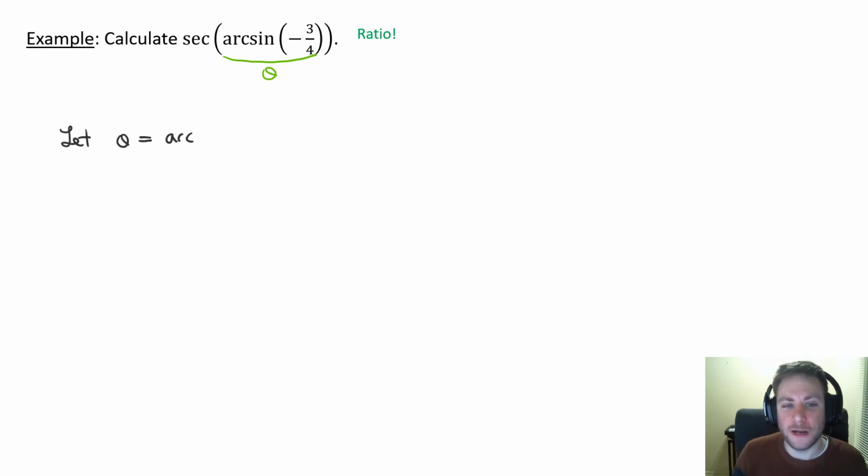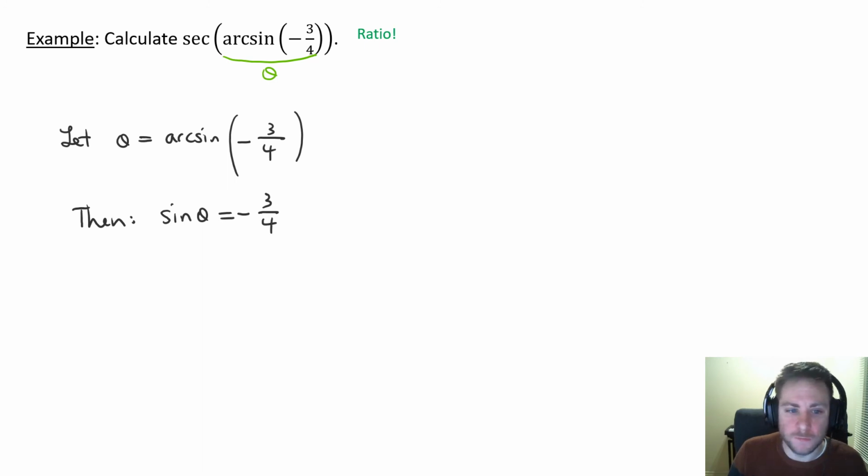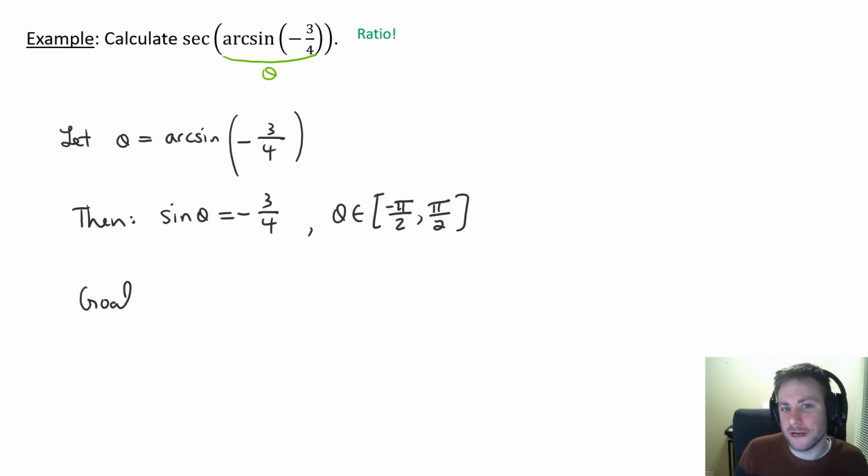So let's start by defining the angle theta as arcsine of -3/4, similar to what we did in other examples. And what do we know about this angle? Well, we know it has a sine value of -3/4, and we know it must be between -π/2 and π/2 according to the domain restrictions of arcsine. But the goal of this question isn't to find theta, it's to find secant of theta. Since secant is the reciprocal of cosine, we know this would be calculated as hypotenuse over adjacent.